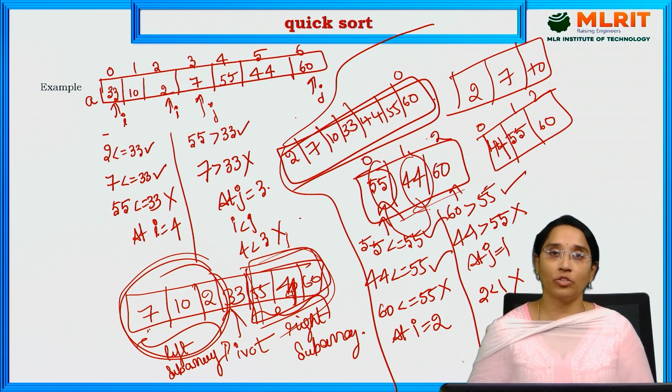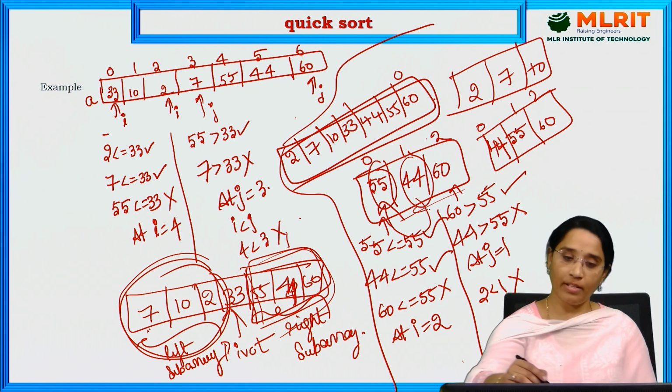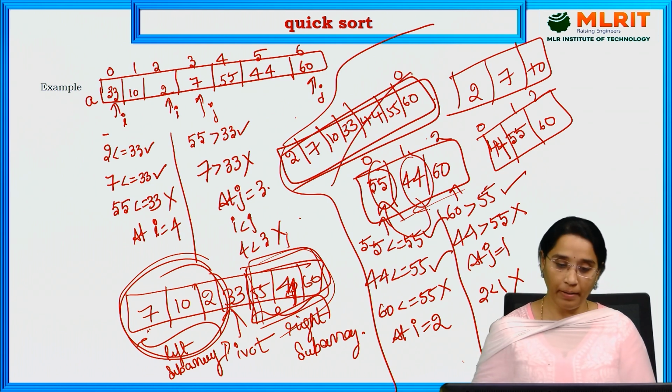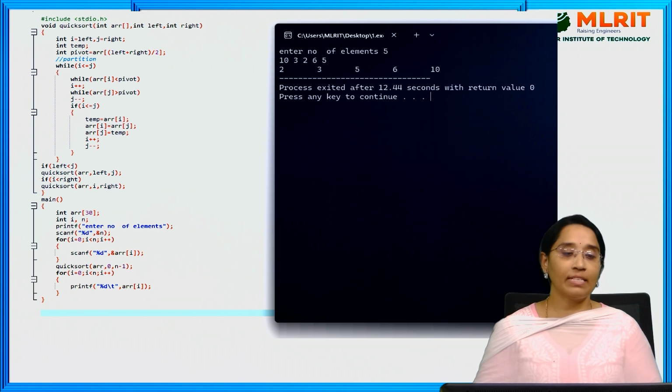So quicksort follows the divide and conquer method. You will divide the list into sublists, and again in the left partition you will consider the pivot element and do the process. Again you will do the same with the right subarray. After the process, this is your sorted array, and we'll see it with the program.